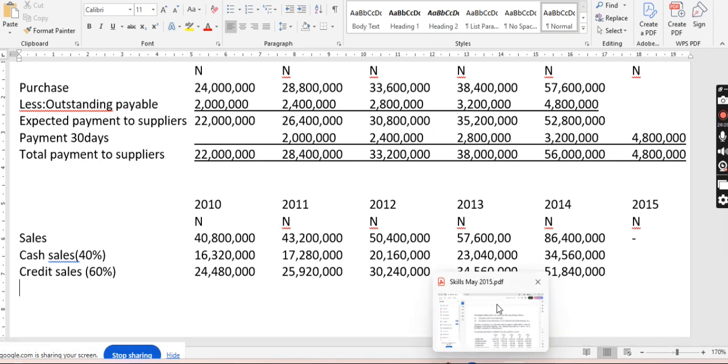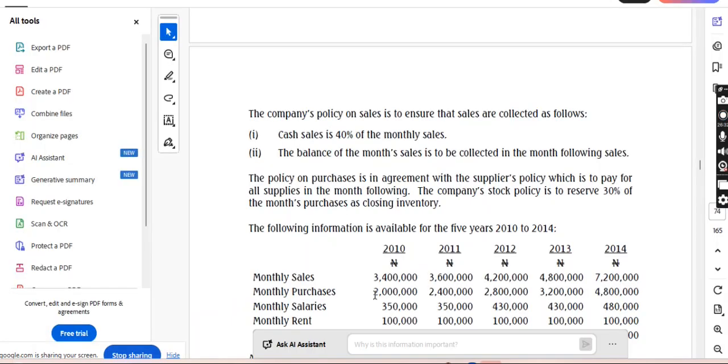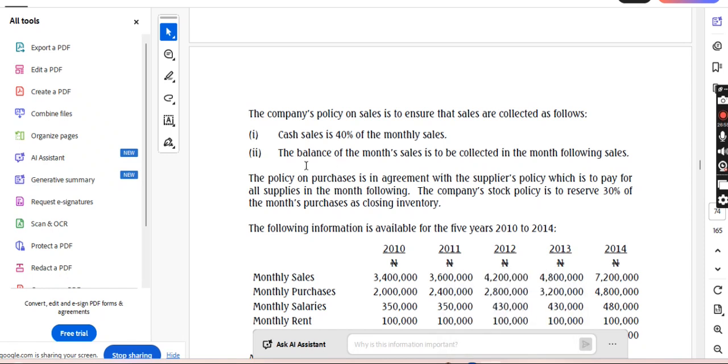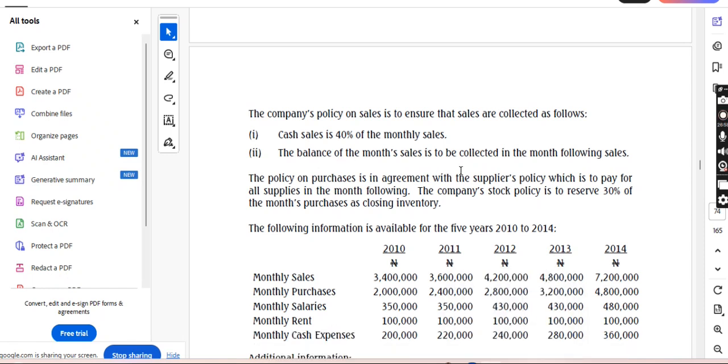The sales. Now, this indicates that these sales here will not be paid immediately. Is that not so? They will be paid in the following month, which is 60%. Now, why do we have to do it that way? I'm coming. The balance of the month sales is to be collected in the month following sales.